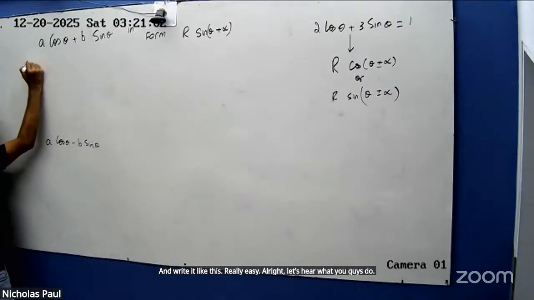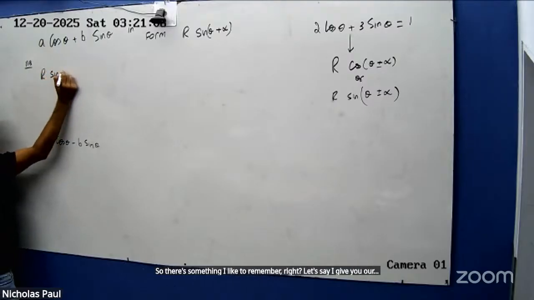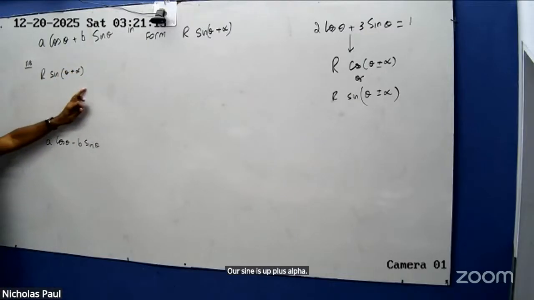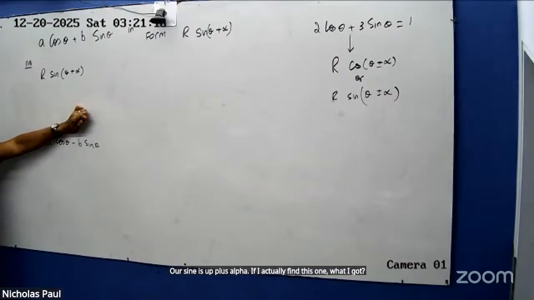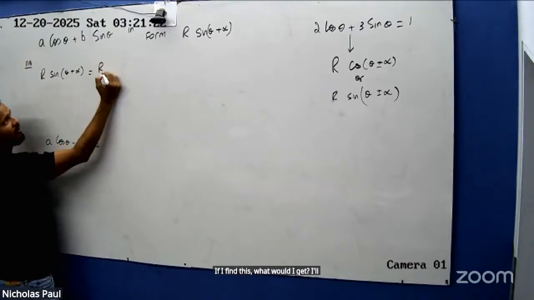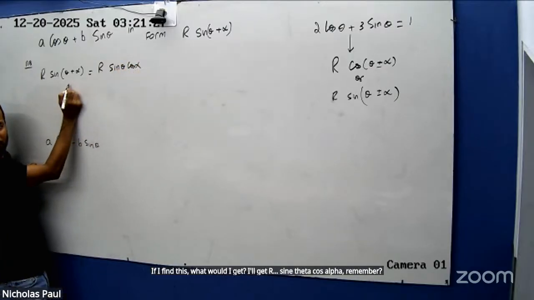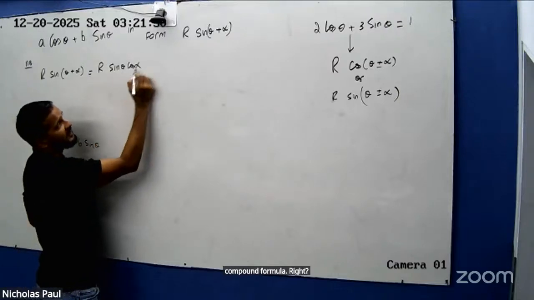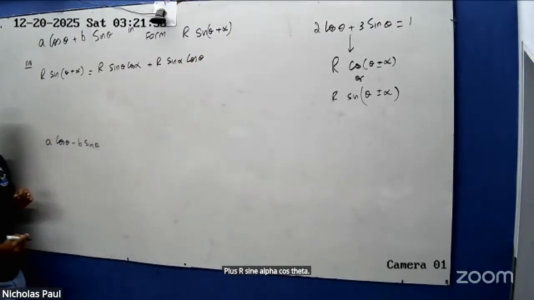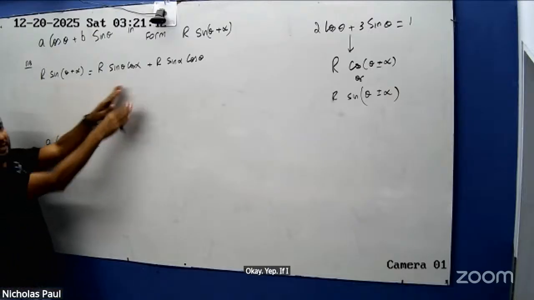There's something I want you to remember. Let's say I gave you R sin(theta plus alpha). If I expand this, what will I get? I'll get R sin theta cos alpha. Remember the compound formula, right? R sin(theta plus alpha) gives R sin theta cos alpha plus R sin alpha cos theta. If I expand this, I'll get this.